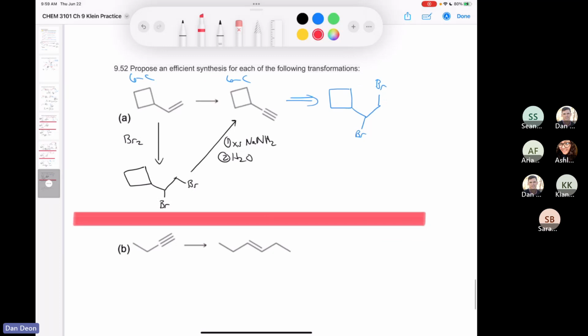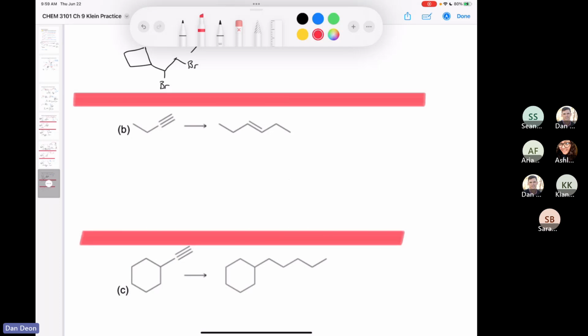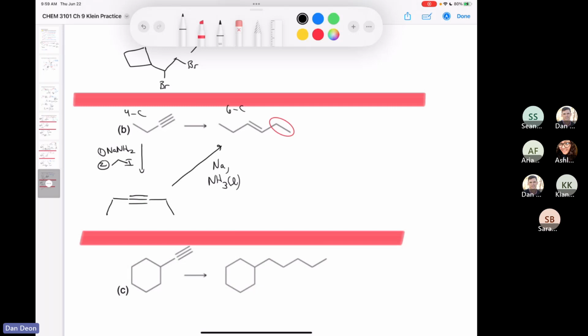All right, next one. It's in a similar vein to one that we looked at just a few minutes ago. We want to take a terminal alkyne and make an alkene. Well, you can see that we're going from 4 carbons to a total of 6 carbons. So that means I need to add these 2 carbons on the end over here. So for that, we're going to treat it with sodium amide as our base to deprotonate. And in step 2, we're going to treat it with ethyl iodide. And that is going to give us 3-hexyne. And then we want to reduce that to trans-3-hexene. So we're going to use sodium metal reduction. So a little review of sodium metal reduction.